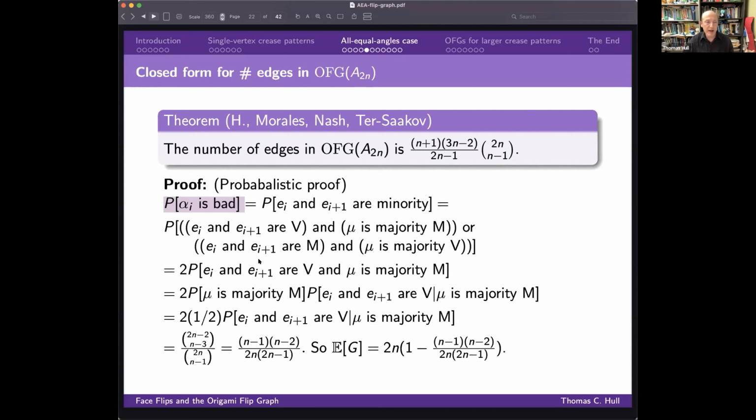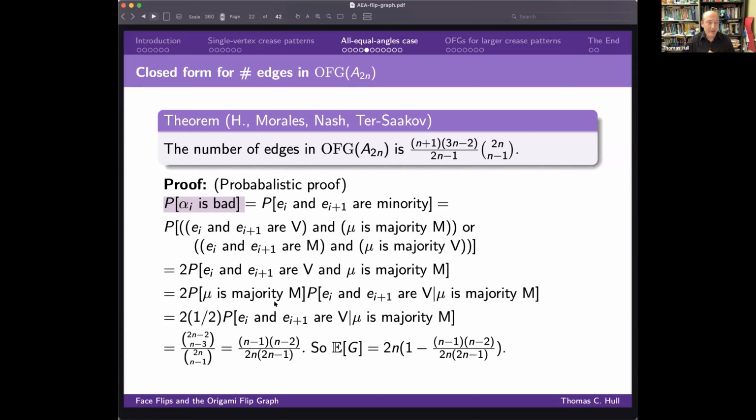Well, that probability is the intersection of 2 probabilistic events, so we can use conditional probability to calculate that. It will be equal to the probability that mu is majority mountain, times the probability that EI and EI plus 1 are valleys, given that mu is majority mountain. That's just the conditional probability formula that I'm using there.